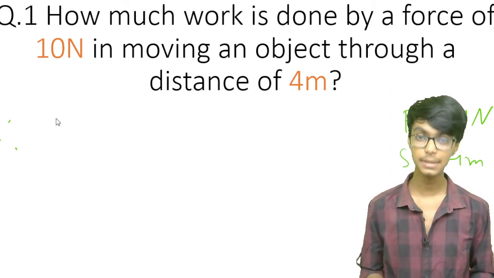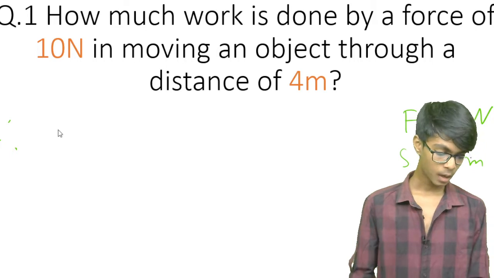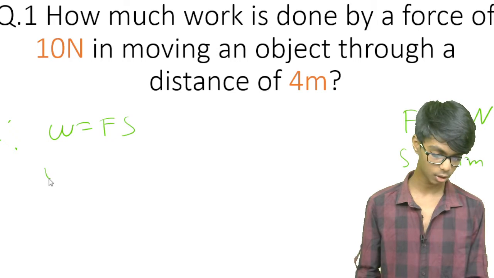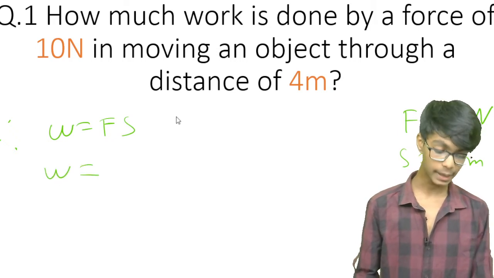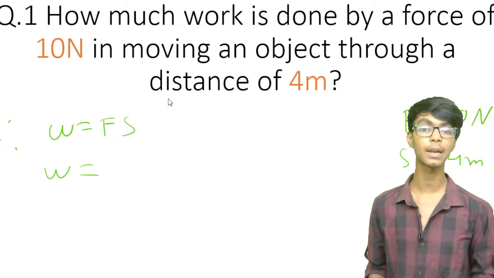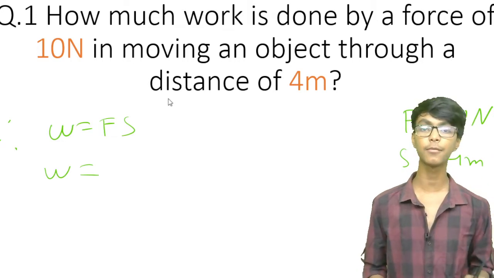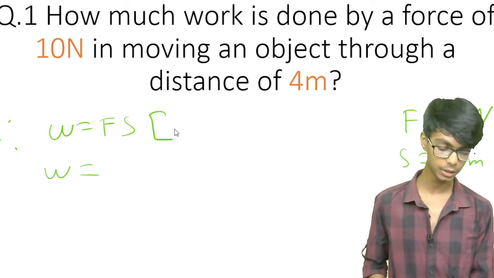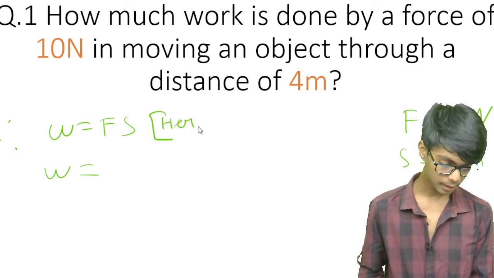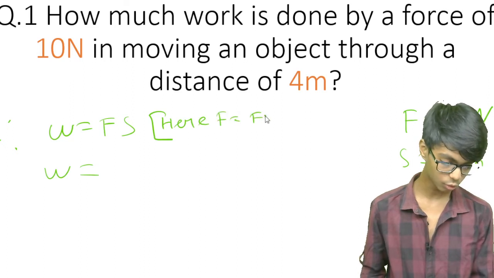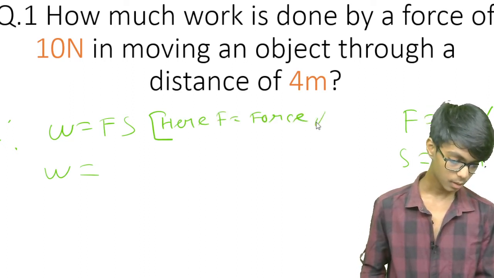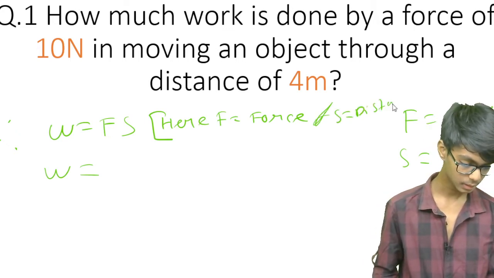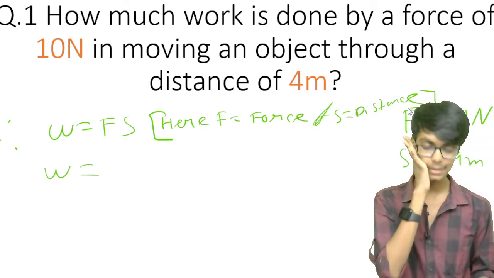So first, work W equal to Fs, you know the formula. And the most important thing: even if you do the sum correctly, you will still not get full marks unless you write it properly. Here you write W equal to Fs, don't start calculating right away. You have to give a bracket and say F equal to force and S equal to distance. You have to write like this.